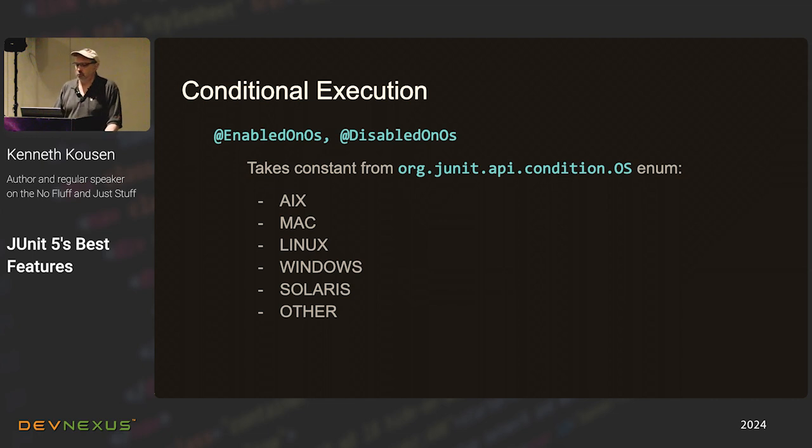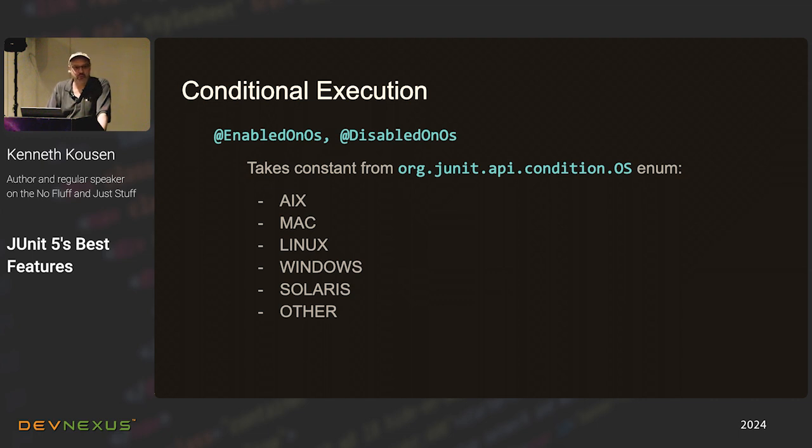So let me start with enabled on OS versus disabled on OS. OS is an enum, operating system is an enum, and they occasionally add new ones to the list. It's always funny to see what old operating system they decide to throw in there. They've got good old AIX on there. I had an AIX machine back in the 90s or whatever. Solaris, too, is in that list. And, of course, there's always the ever-popular other.